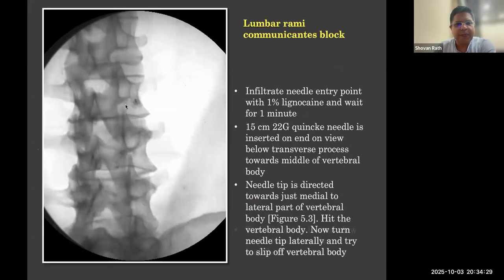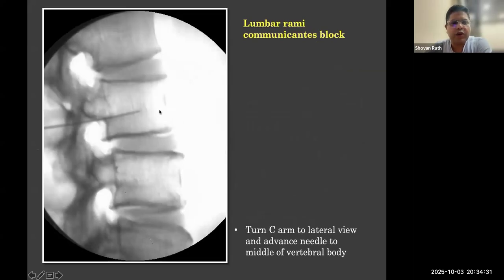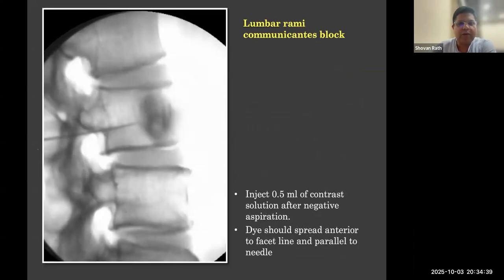Here you can see the needle will not go to the terminal point, but rather will be halfway, and we'll be putting the drugs. Before that, we put the dye and confirm it. Either you can go for a radiofrequency ablation, or a chemical ablation with alcohol or a local anesthetic, as you like. According to your choice, you can go for this.